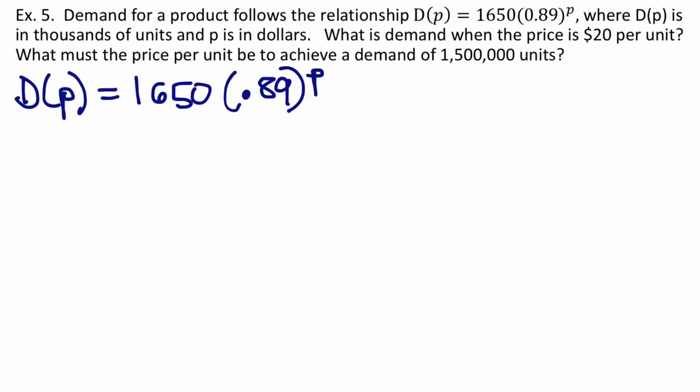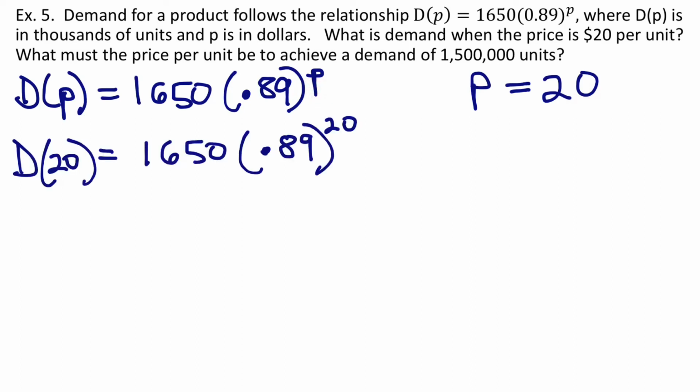Okay, so let's answer the first question. What is demand when the price is $20 per unit? So that's my known quantity. My price is $20 per unit. So I can substitute 20 in for P. So I just put 20 in the exponent position.